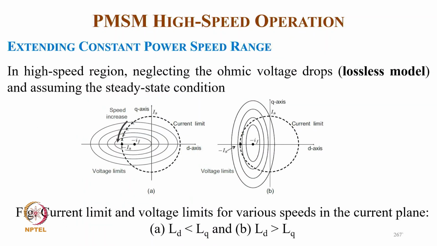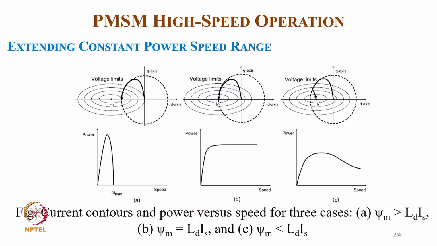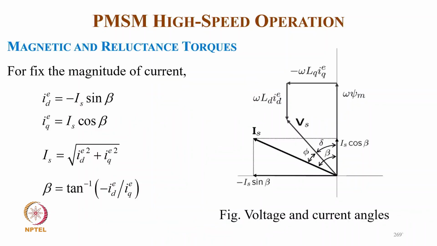So in the high-speed region, neglecting the ohmic voltage drop, with the lossless model and assuming the steady-state operating condition, you can see how the current limit and voltage limit vary with speed in the current plane when LD is less than LQ and when LD is more than LQ. And these are constant current and power loci in three cases: phi m is greater than LD IS, phi m equal to LD IS, and the third case is phi m less than LD IS. So the corresponding power and speed characteristic, and then the voltage limit and current limit levels.